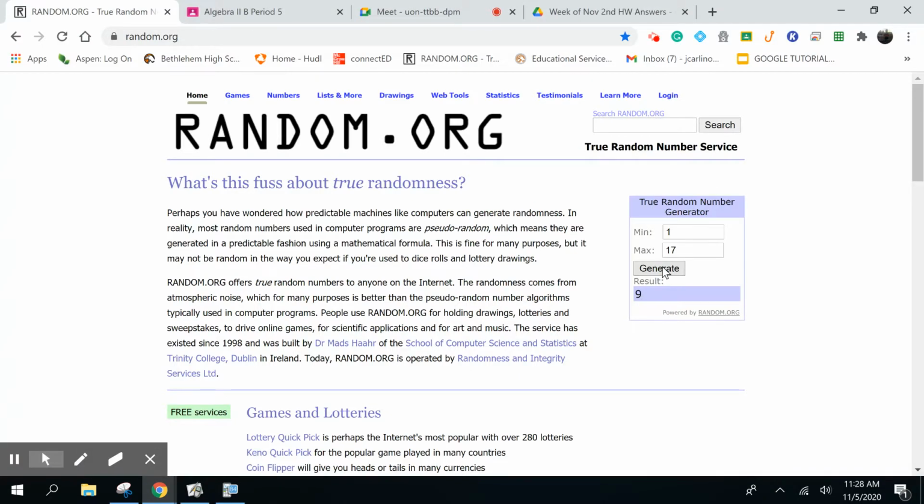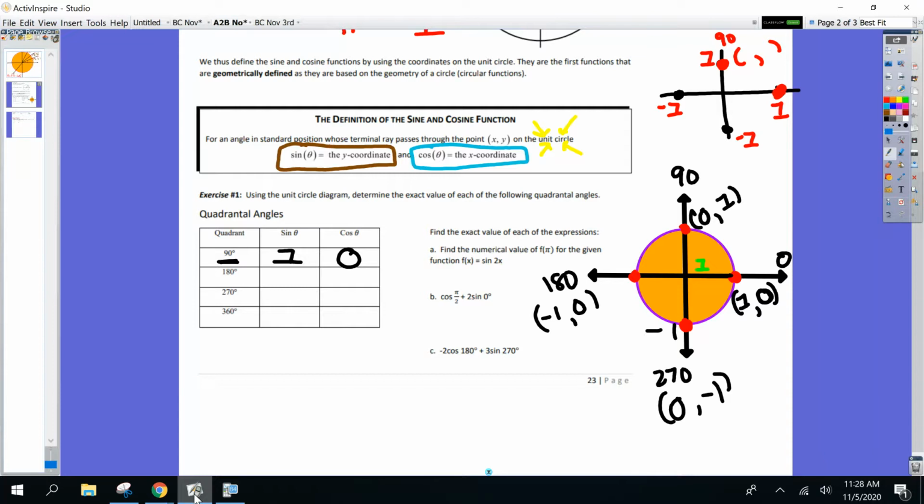Hunter, back to you. The sine is what coordinate again? The y. Go to 180, Hunter. What's the y coordinate at 180? 0. So the sine of 180, everybody, is 0. See how I'm using these points to find the sine and cosine of each angle.